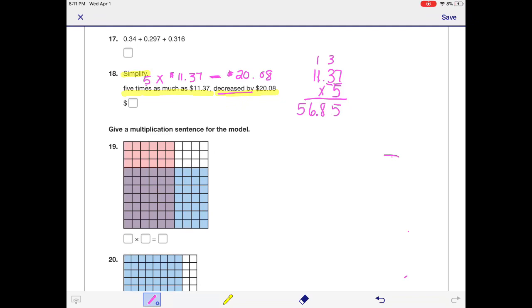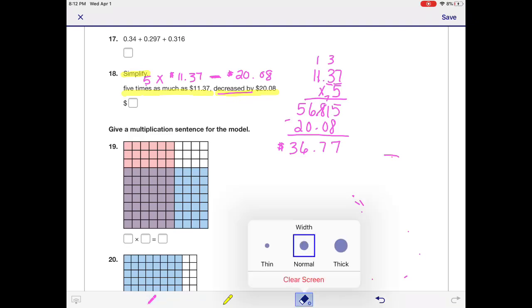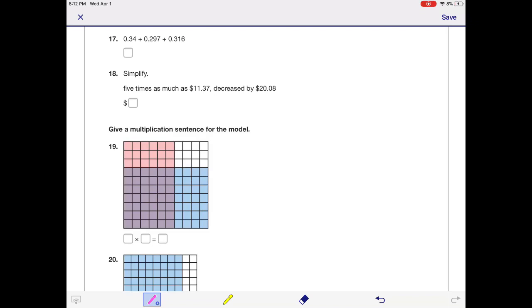Now that is not our answer because we said we need to decrease it by, or subtract, $20.08. So let's do that. Let's subtract that. Okay, we're going to have to borrow here and get 7, 7, 6, 3. All right, so our answer is $36.77. All righty, great. Let's get rid of that and move on to the next section, which is give a multiplication sentence for the model. All right, we've just done this in the past few days.